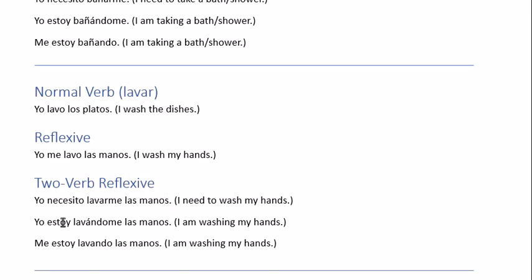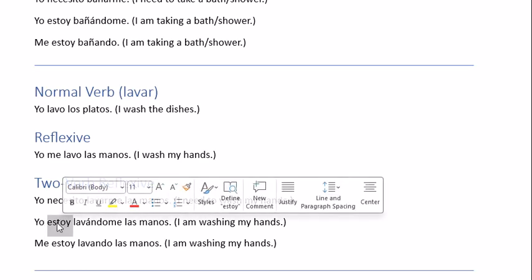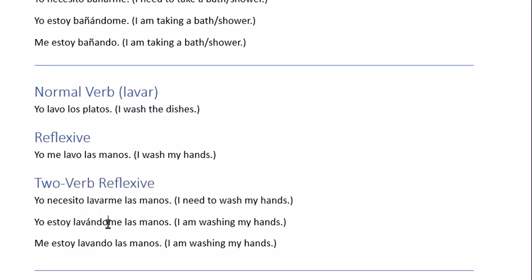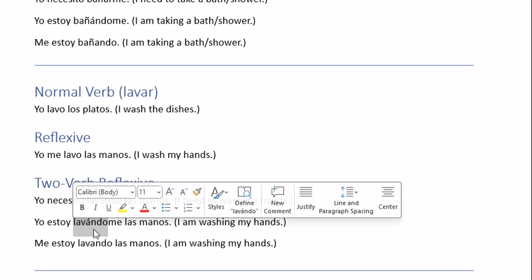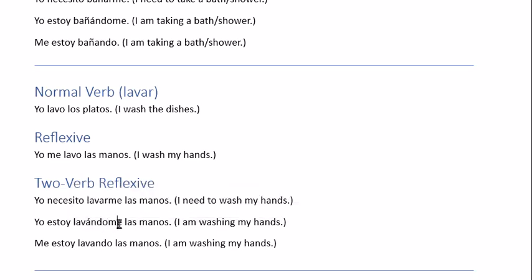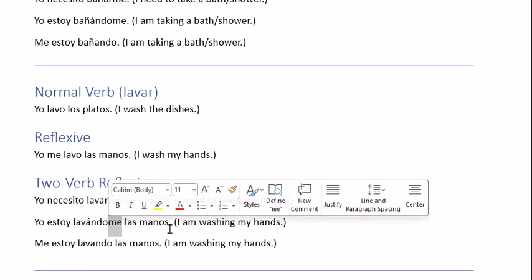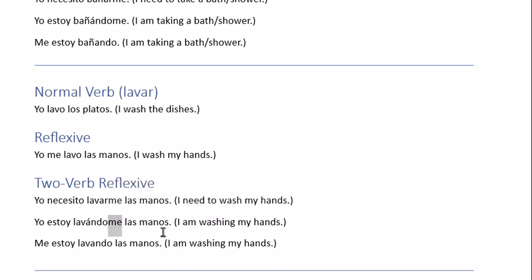Okay, so what about I am washing my hands, right? So yo estoy. Estoy is a verb. So this is a first verb followed by another verb. Okay, so we have a two-verb situation. Yo estoy lavando. Okay, washing. It's got that ing ending. It's in progress right now. Yo estoy lavando. I'm doing it to or for myself, so I've got that reflexive me in there. And then las manos. Yo estoy lavándome las manos.